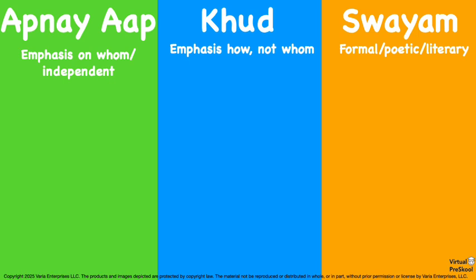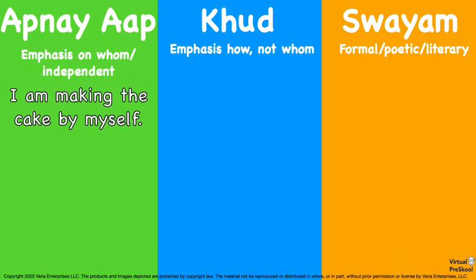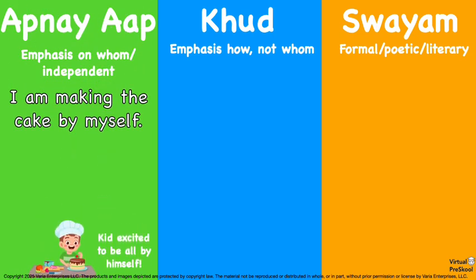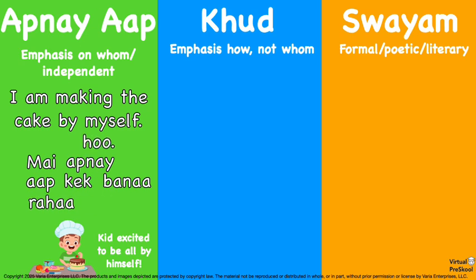So let's look at the first one. And just to drive the point home, I changed the sentence a little bit from I am making a cake myself to I am making a cake by myself. That emphasizes that the child is excited to be making it all by himself. And the way we'd say this in Hindi is मैं अपने आप केक बना रहा हूँ.